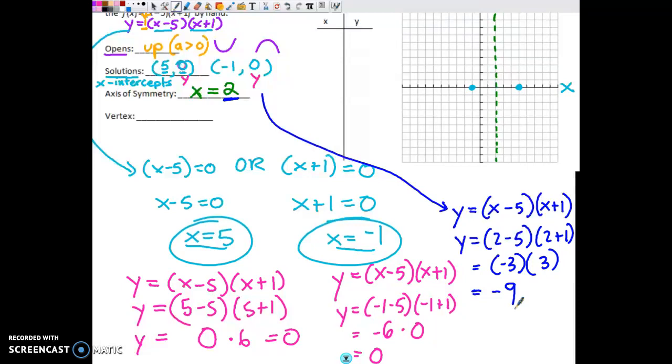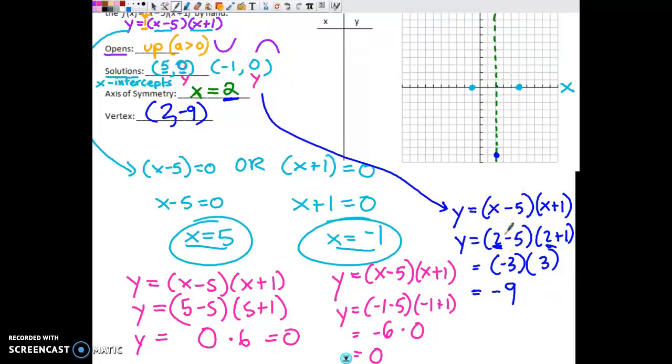So y is -9. What was x? I know y is -9. What was the x value? Well, it's what I plugged in for x. It's 2. 2, -9. So over here, 1, 2, 3, 4, 5, 6, 7, 8, 9. Right there. There's my vertex.